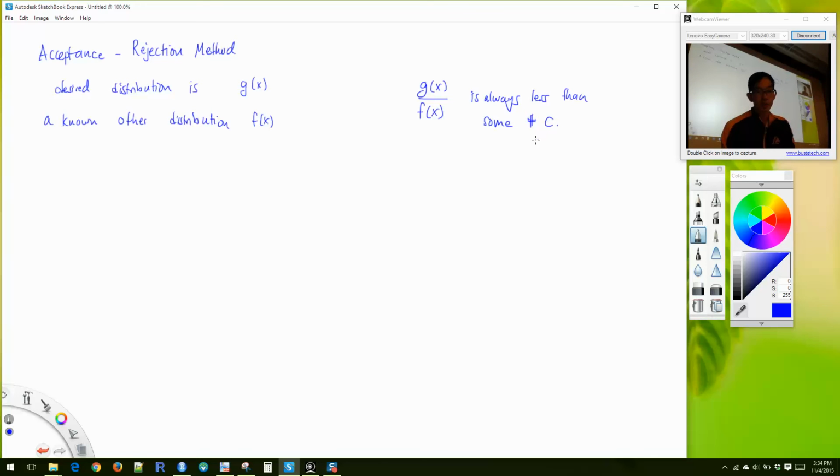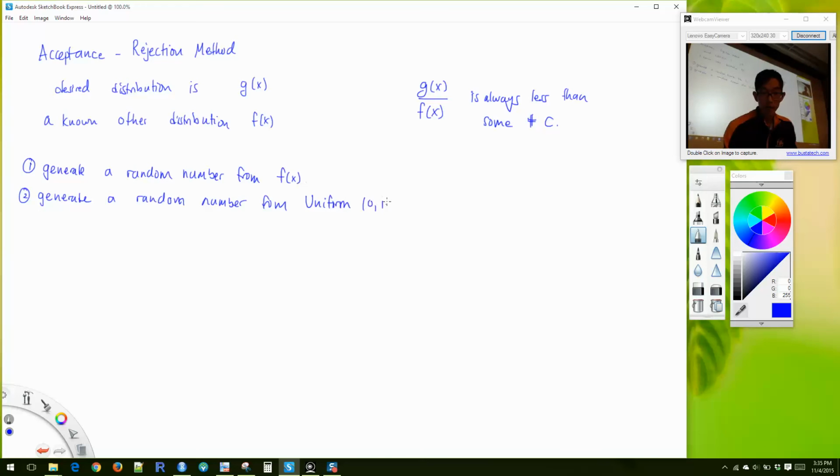And then what we do is we take a random variable, generate a random number from f(x), and then we generate a random number from the uniform 0, 1.